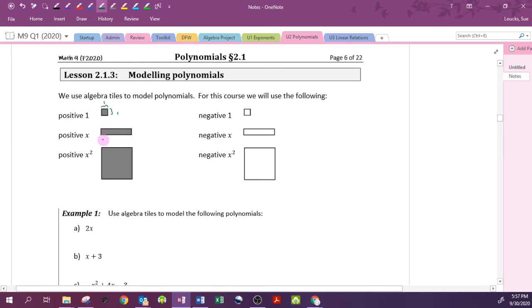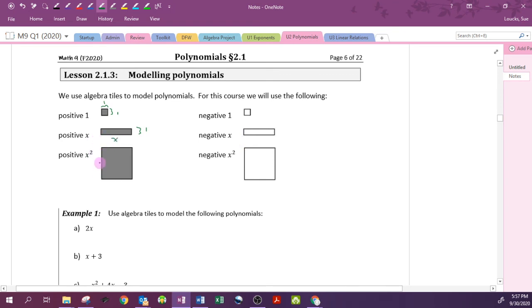Notice that this one is the same thickness as the 1 square, but its length is different, and its length is x. So the area of this is x, and this is a positive x tile. Or a y tile or a w tile or whatever letter you need it to be, but it's a positive variable. And then the white one, same size and shape, is a negative.